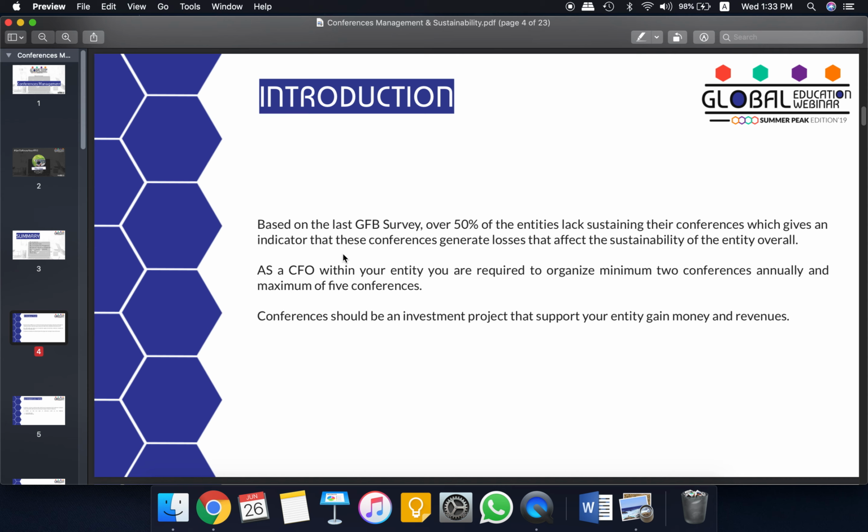In the last GEW survey, while analyzing some data, we found out that more than 50% of the entities lack sustaining their conferences, which gives us an indicator that these conferences are not investments anymore. These conferences are a source of loss for these entities and affect the sustainability of the entity overall.